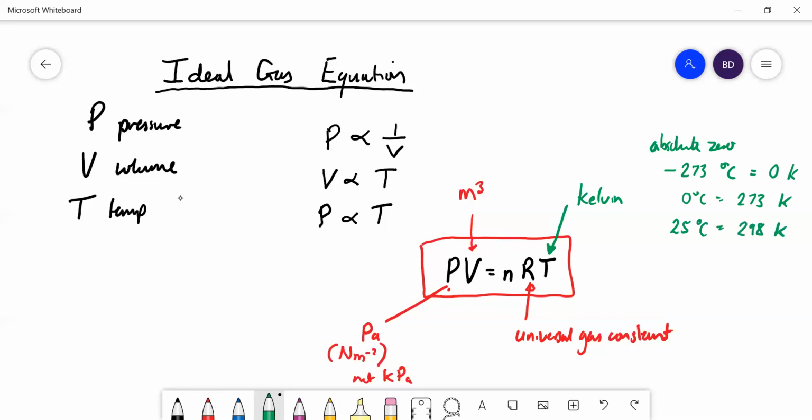So an increase of 1 Kelvin is the same as an increase of 1 degree. And if you want to convert your degrees C into Kelvin, you just add 273. So degrees C to Kelvin, add 273. That's what you need to do. So we must use Kelvin for temperature, sometimes called the absolute scale. You can't use degrees C.